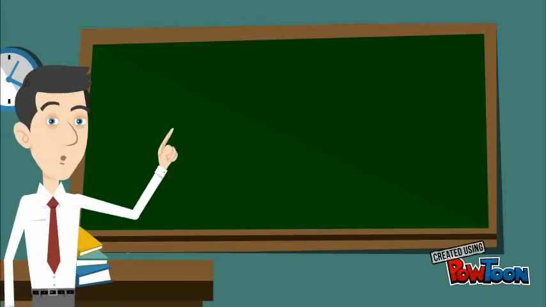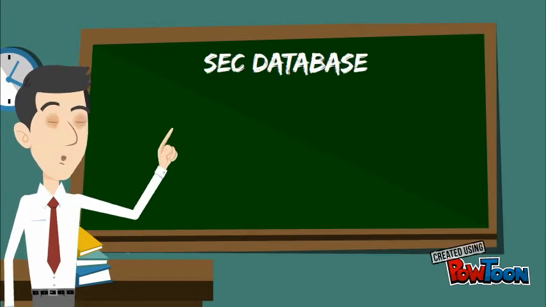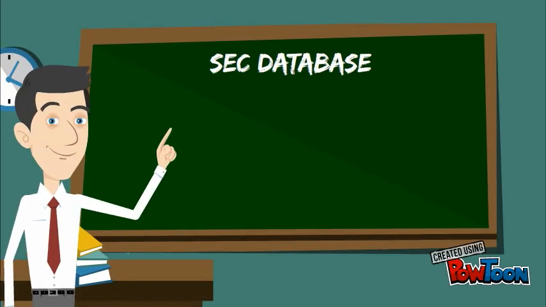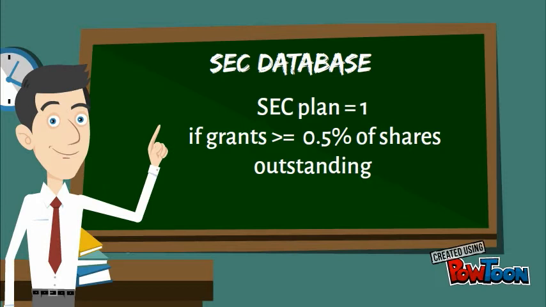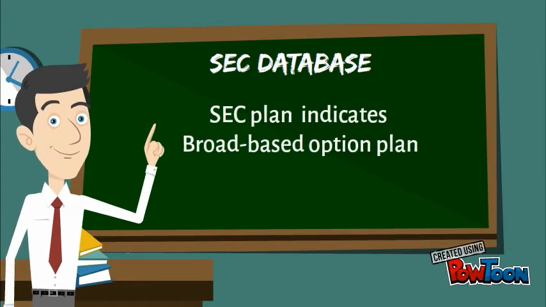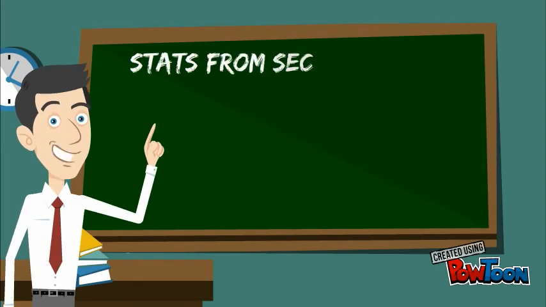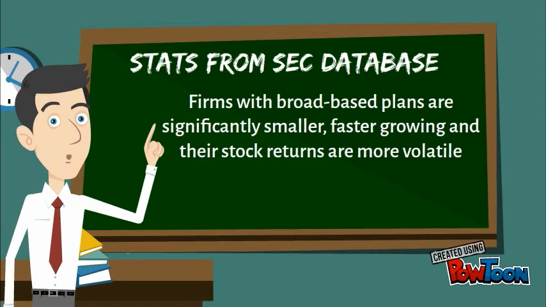Let's take as an example the SEC database. The authors define an indicator variable, SEC plan, that equals 1 if the number of options granted to non-executives represents at least 0.5% of the shares outstanding. That is, if SEC plan equals 1, the firm has a broad-based option plan. By simply analyzing the SEC data, they find that firms with broad-based plans are smaller, faster growing, and their stock returns are more volatile, and they represent 49% of the sample. Now, let's analyze each hypothesis individually.